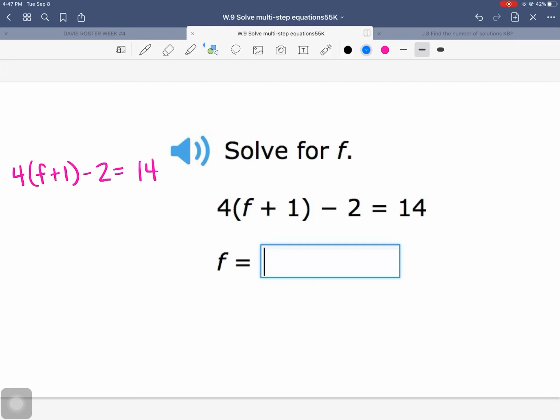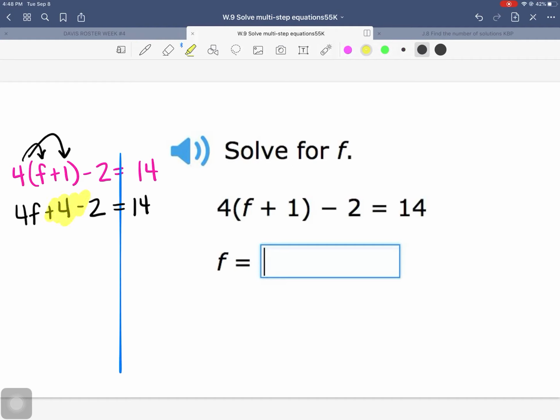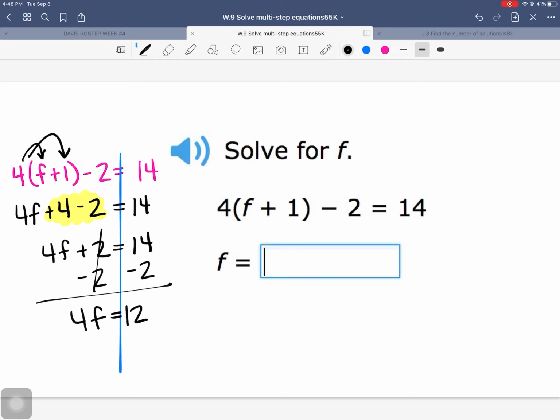We're going to start with our river. I'm going to distribute my 4. Now, before I move on, I have a pair of like terms. So 4f plus 2 equals 14. Subtract 2. Divide by 4. F equals 3.